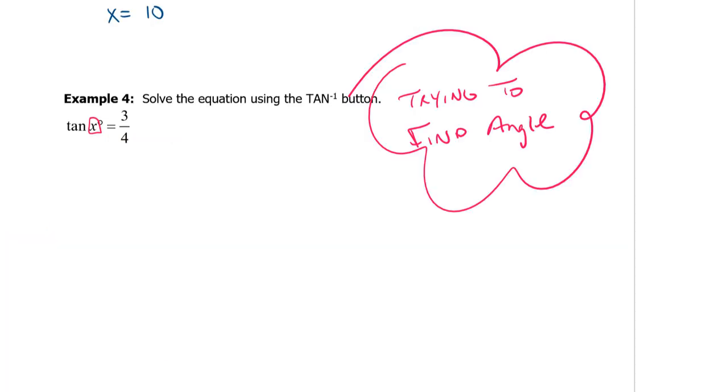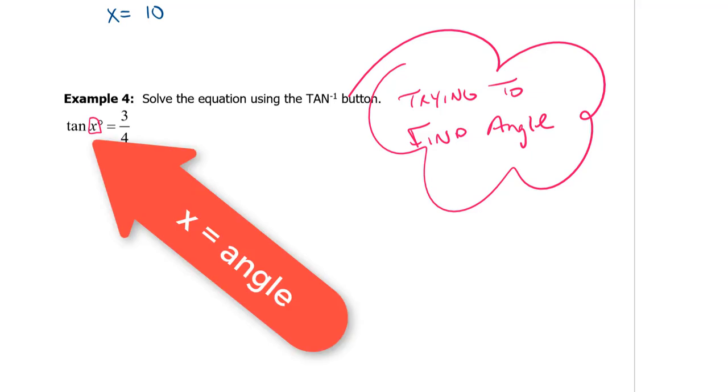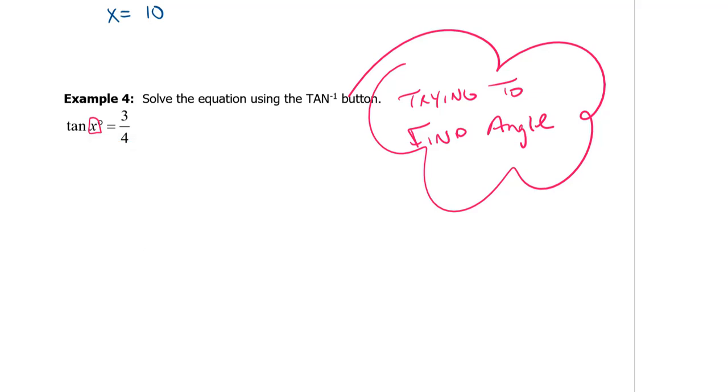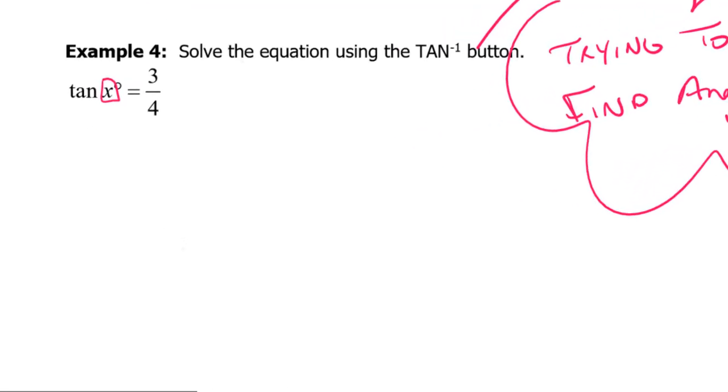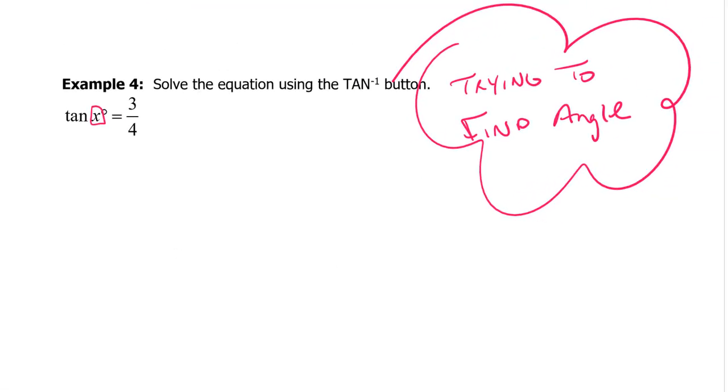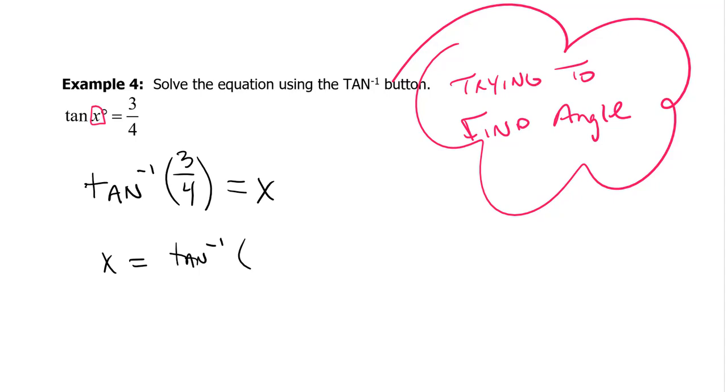So here in this example, you can see the x, the variable, is there for the angle. So this is where we're going to use, in this case, the arctangent button. So any time you're trying to find an angle, you're always going to use arcsine, arccosine, or arctangent, depending on the ratio they give you. So in this case, you would start by writing arctangent of 3 over 4. You could put the x on the right-hand side or the left-hand side. It doesn't matter which way you write it. The other way, you could write x equals arctangent of 3 over 4.